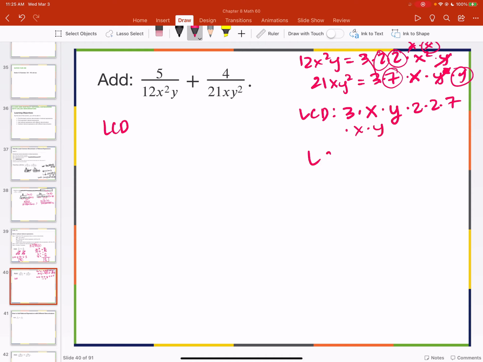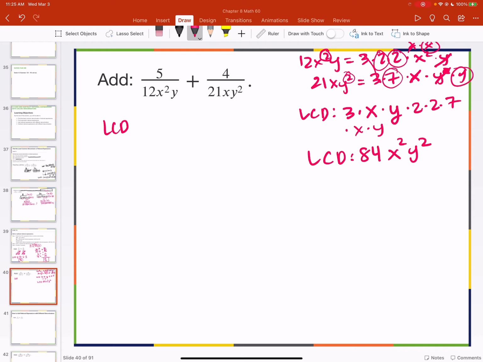If we were to simplify this out, we have 3 times 4 is 12, times 7 is 84. Okay, so we have 84, and then we have x squared y squared. So when you're finding the LCD and there are repeated factors, it's easier just to take the highest exponent of each term, and there you go.